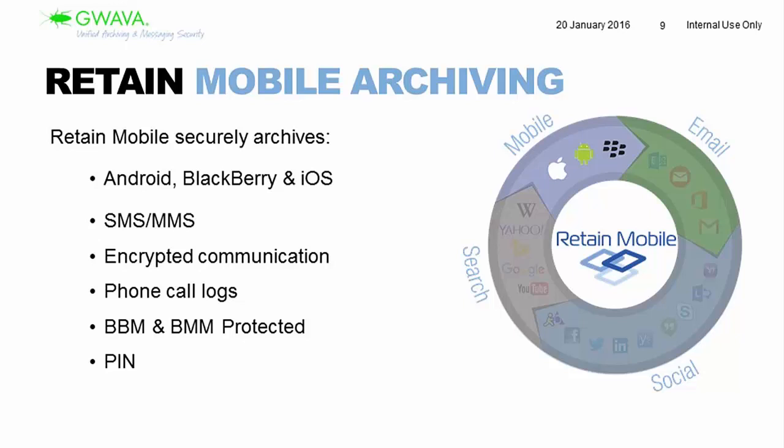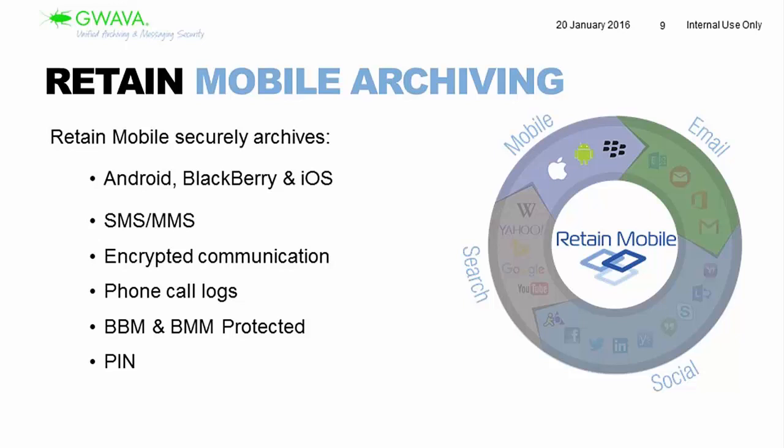Plus, Retain integrates directly with BBM. Oh, looks like the slide has a typo there, but it's BBM Protected. Retain integrates directly with BBM Protected, so if you're using that on mobile devices, that encrypted, it's a great solution to be able to have encrypted instant messaging on mobile. It's BlackBerry Messenger Protected. Retain integrates directly with that so that messages from BBM Protected can be archived and retained.